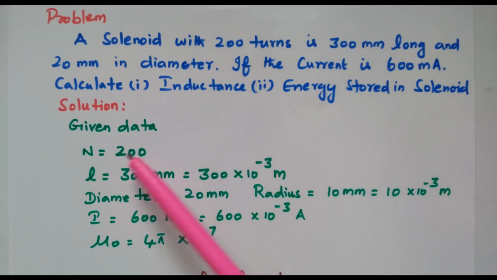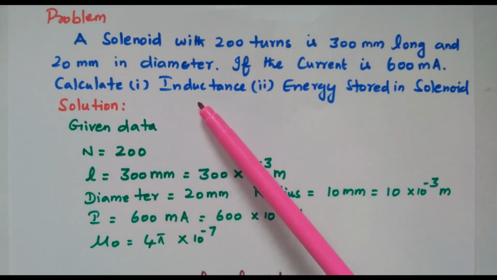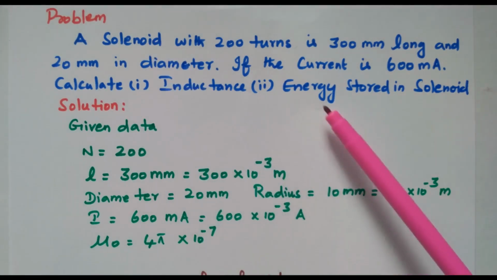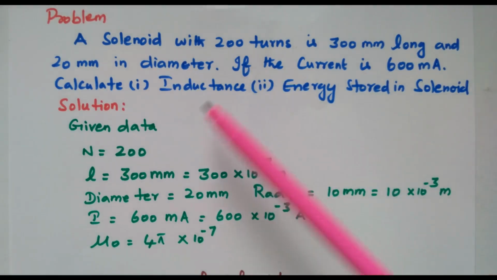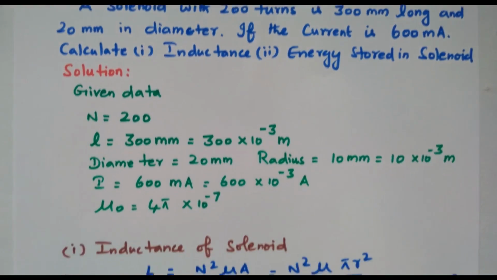The number of turns is available, length is available, diameter is available. From that we calculated the radius. The current is 600 milliampere, 600 into 10 to the power minus 3 ampere. Milliampere means we need to multiply by 10 to the power minus 3, right? We have the constant mu naught equal to 4 pi into 10 to the power minus 7, right? What do we need to calculate? We need to calculate the inductance of this solenoid and the energy stored in the solenoid, right? Energy stored as well as inductance value. We'll find these one by one.